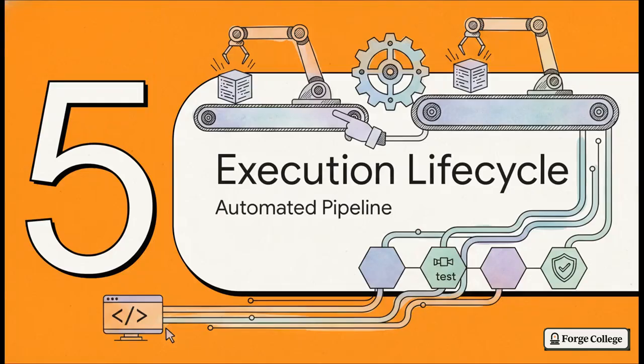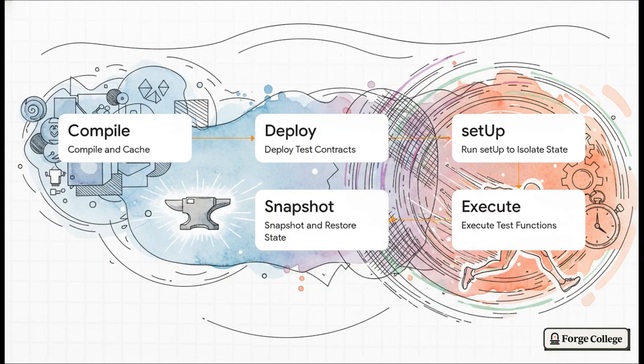Section 5. The test execution lifecycle, or how this automated pipeline actually runs. So how exactly does this whole automated assembly line sequence play out when you sit at your terminal and type forge test? The runner actually follows a very strict, deterministic 5-step pipeline.